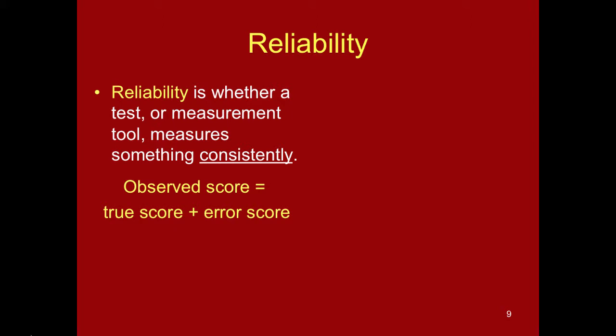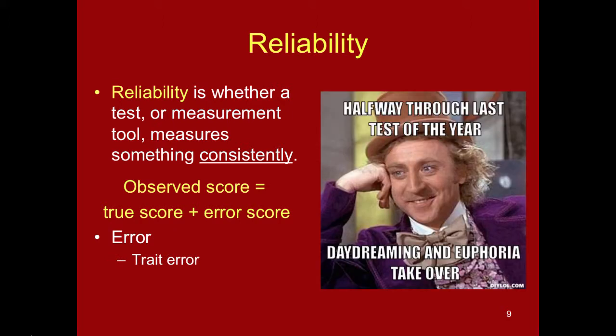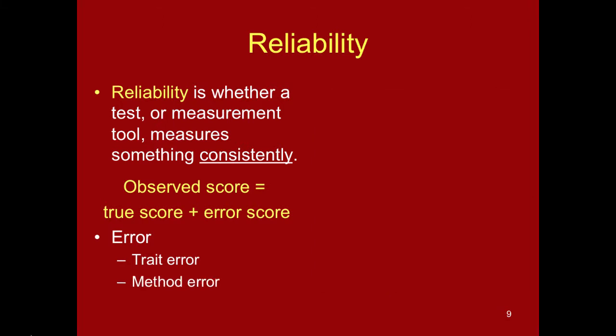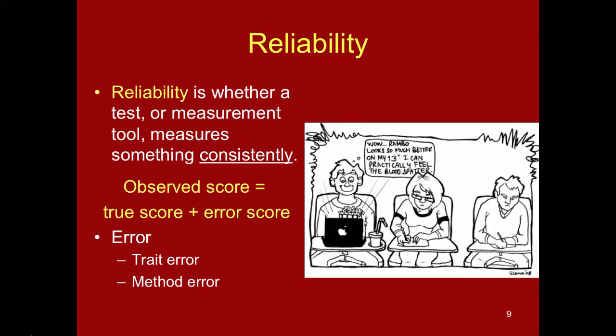So what causes error? There are 2 types of error, trait error and method error. Trait errors are derived from the test taker, such as not studying enough, being preoccupied by another event while taking the test, or even not getting enough sleep the night before. Method errors result from the test-taking situations, such as ambiguous test instructions, an uncomfortably warm or cold test environment, or even someone next to you engaging in disruptive behavior. Ultimately, we want to reduce the amount of error on a test so we can increase reliability.